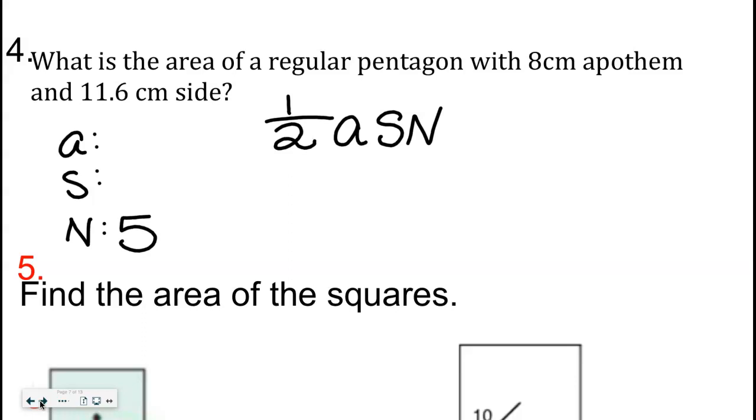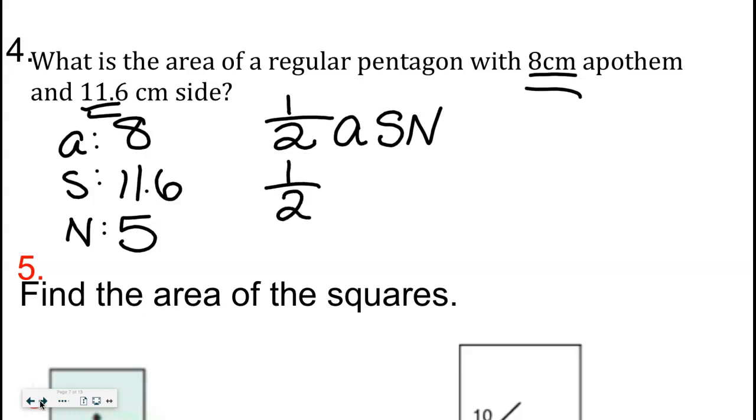All right, so we're back in your note packet. It's right before you see some squares. I only blew up the ones that require a lot of work. This one is very easy because what does it tell me the apothem is? 8. So my apothem is 8. And what does it tell me my side length is? 11.6. So there's nothing to calculate. You're going to like those. Because all you do is go to your calculator and do 1 divided by 2, or just enter 0.5, times 8, times 11.6, times 5.